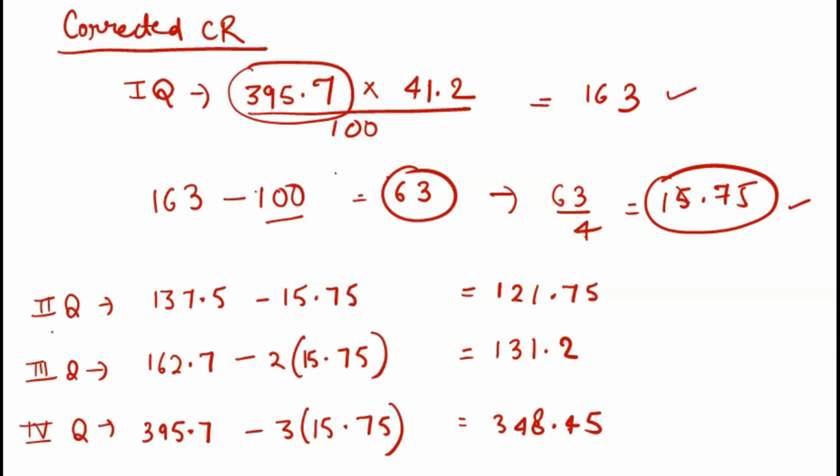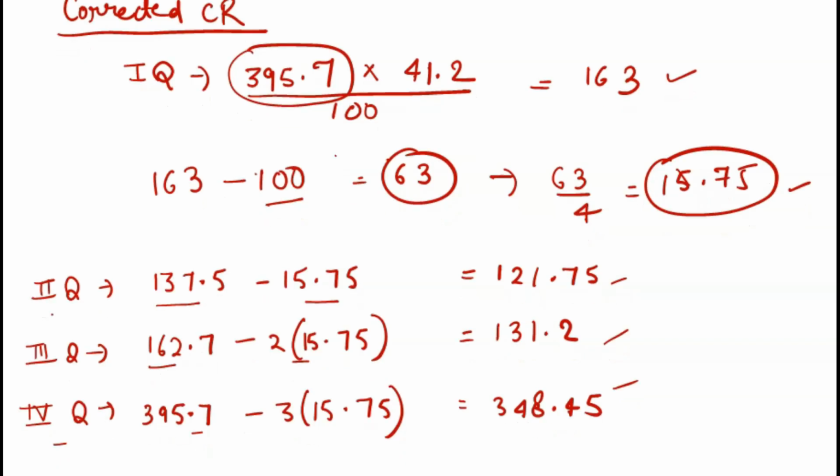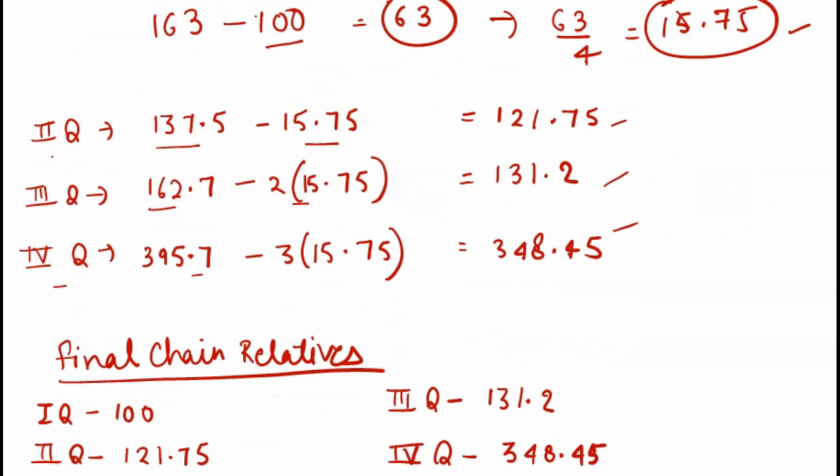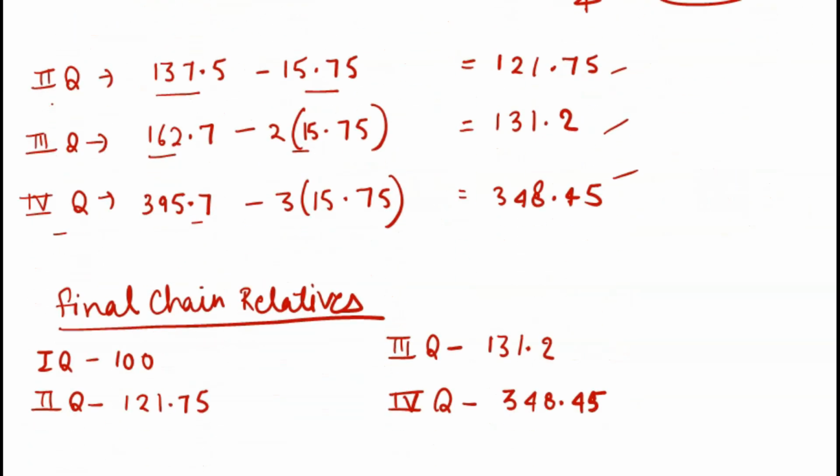Second quarter we will take the value of chain relatives which we have calculated minus 15.75. Third quarter, chain relative minus 2 into 15.75. Fourth quarter, 395.7 means chain relative minus 3 into 15.75. This we will do and then we will get the values. So these are the final chain relatives which we have got.